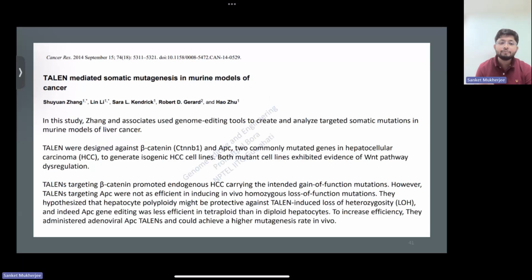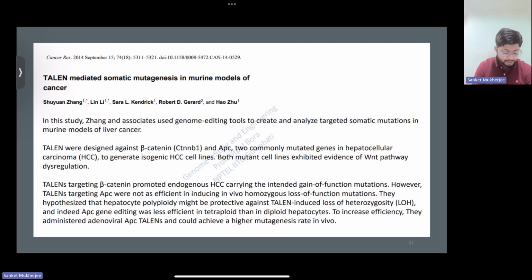So TALEN-mediated somatic mutagenesis in murine models was performed in 2014 by Zhang and his group. They used genome editing tools to create and analyze targeted somatic mutations in murine models of liver cancer. TALENs were designed against the beta-catenin gene and APC, two commonly mutated genes in hepatocellular carcinoma, to generate isogenic hepatocellular carcinoma cell lines. Both mutant cell lines exhibited evidence of WNT pathway dysregulation. TALENs targeting beta-catenin promoted endogenous hepatocellular carcinoma carrying the intended gain-of-function mutation.